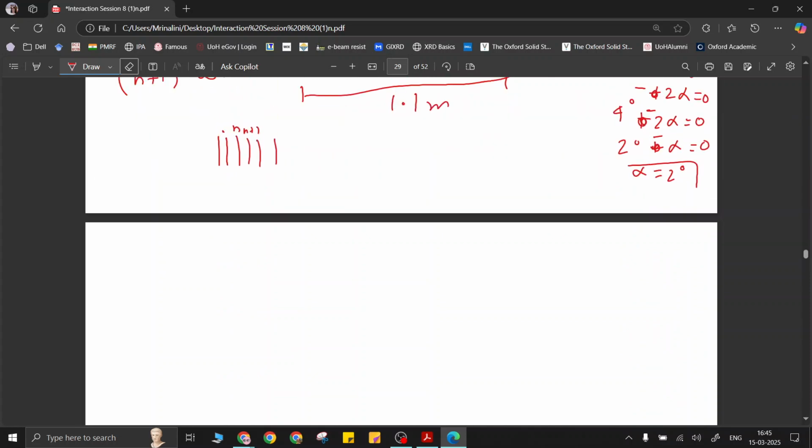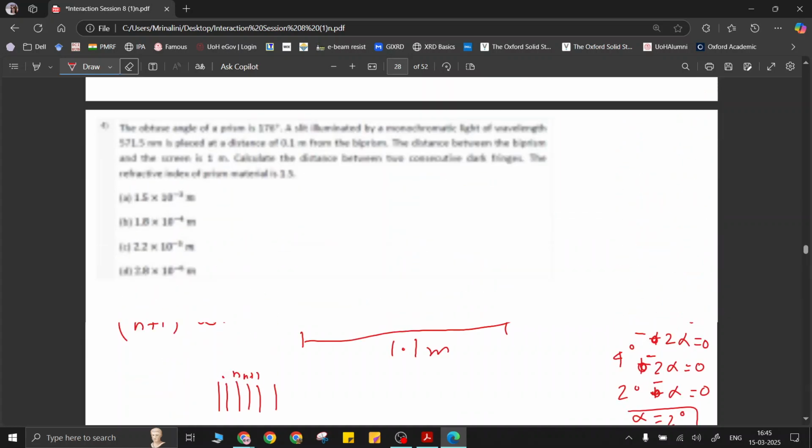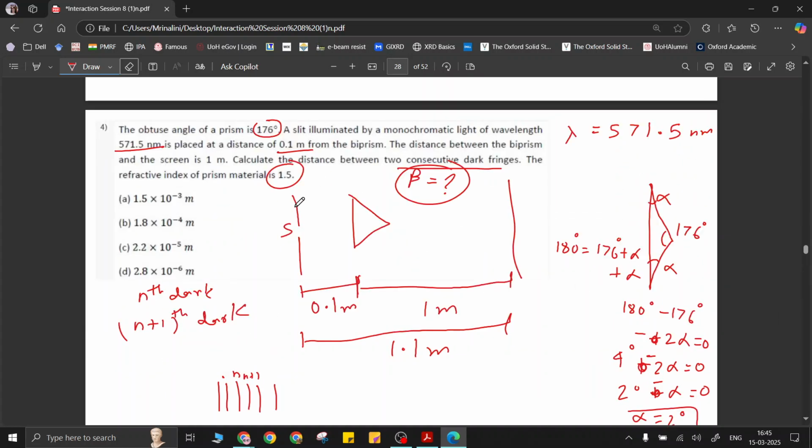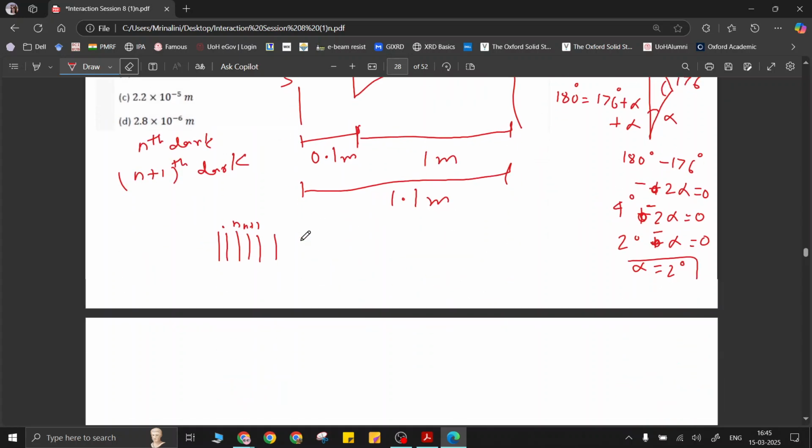We need these details. The fringe width depends on the wavelength, the distance between source and the screen, and the distance between these two sources, the virtual images, or virtual sources as we call them. Now when we calculate this, this d is not given here. We have not been given the distance between the virtual sources. How will we find this out?